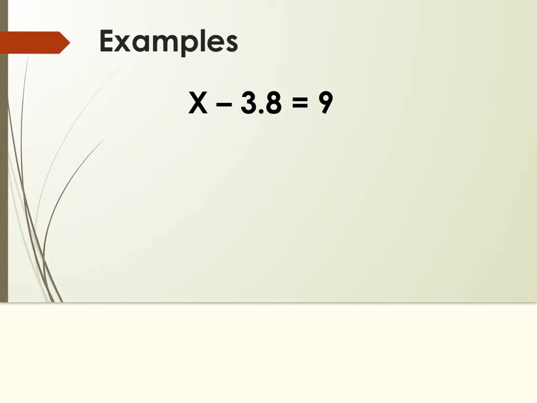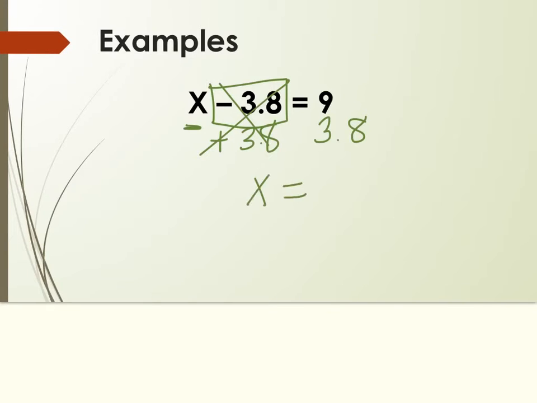x minus 3.8 equals 9. We want to find out what x is, and we need to get rid of that minus 3.8. The inverse operation is a positive 3.8, and we do that to both sides. That'll cancel out the negative 3.8 and leave the x. The 9, we would put the decimal after it since it is a whole number, and we can add a 0 to add.